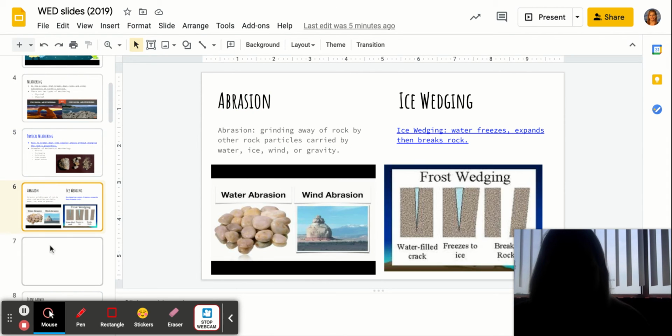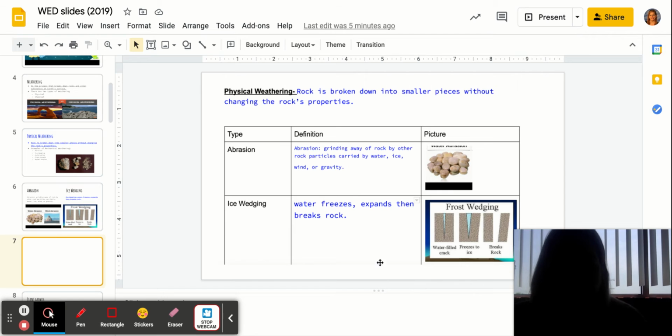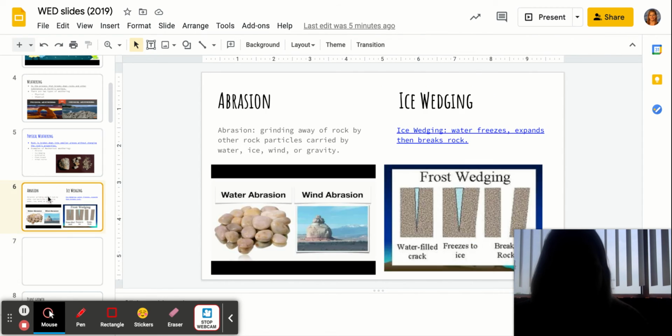This is what your notes should look like in a minute. So basically, you're going to copy down the definition and you're going to draw a picture where you see picture. So remember, pause the video as needed.